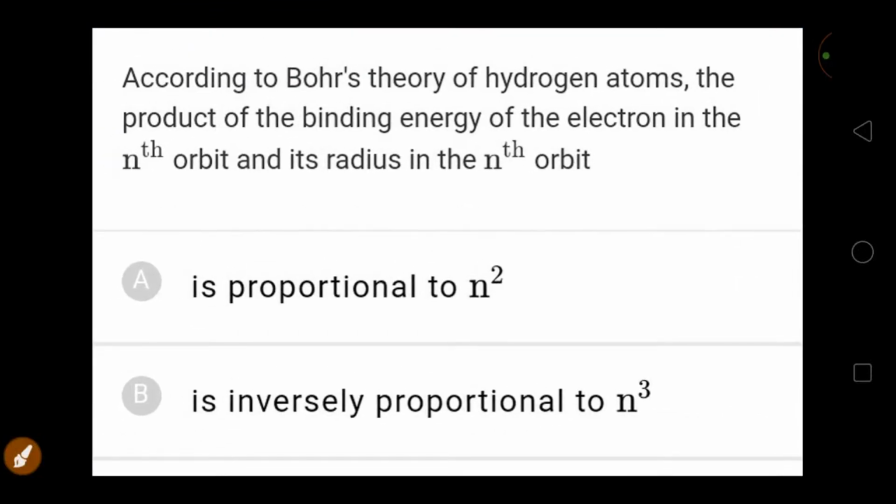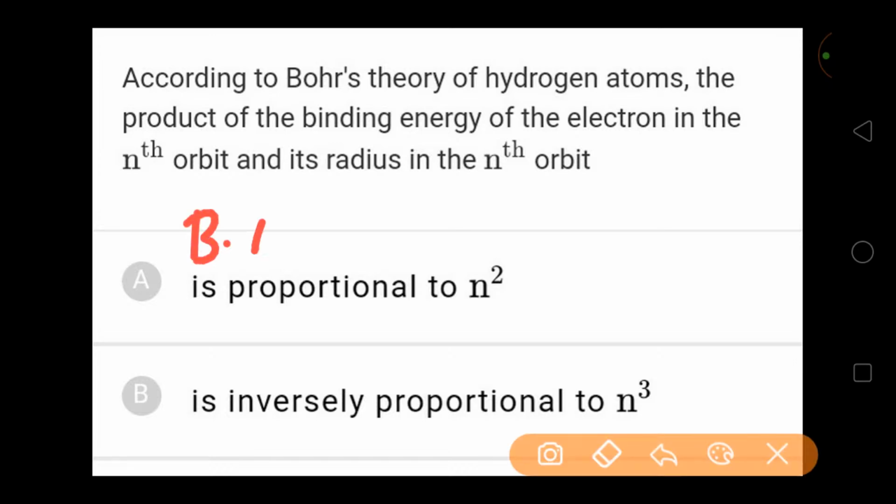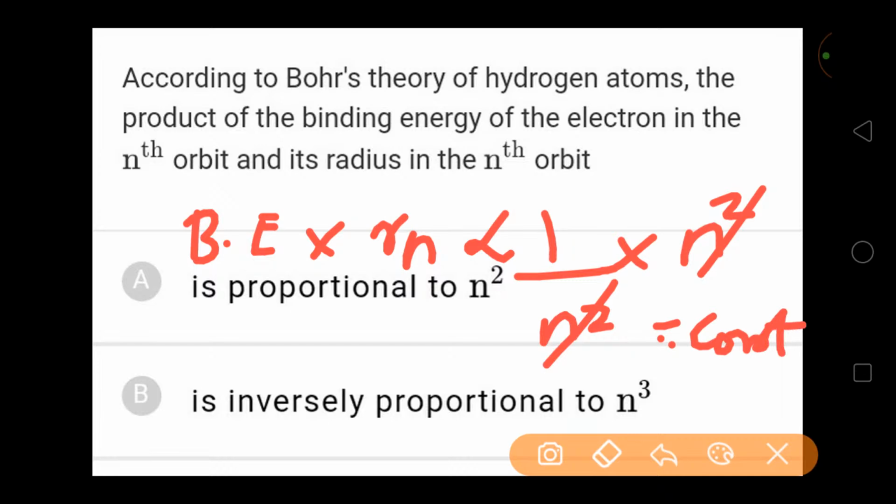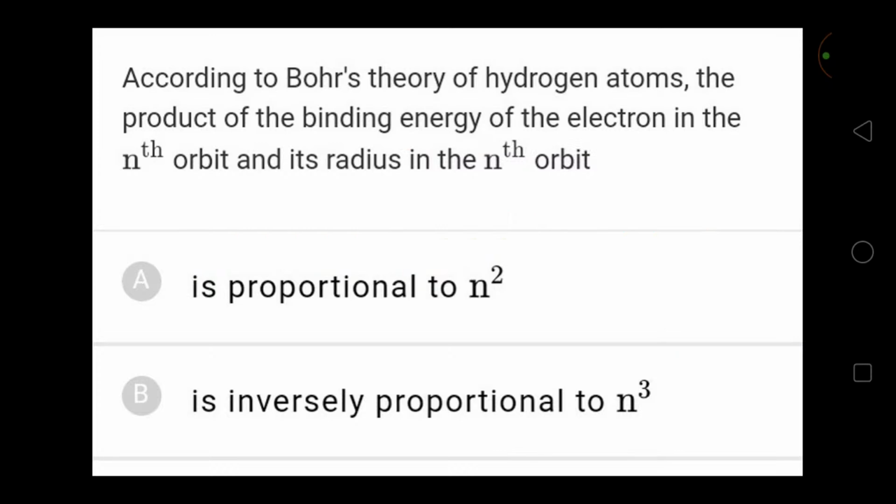According to Bohr's theory of hydrogen atoms, the product of binding energy of the electron in nth orbit and radius in the nth orbit. So binding energy into radius. We know that binding energy is inversely proportional to n square and radius is directly proportional to n square. So n square cancels, and it is nothing but constant. The product of binding energy of the electron and radius is constant.